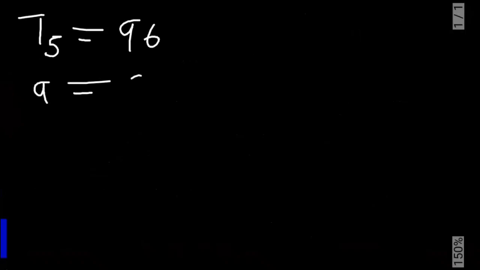We have the fifth term as 96. We have the first term as missing, and we have the common ratio r as 2. So we are told to find the first term according to the formula we have.